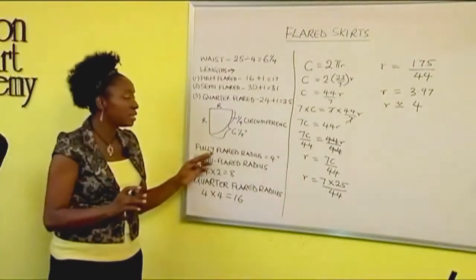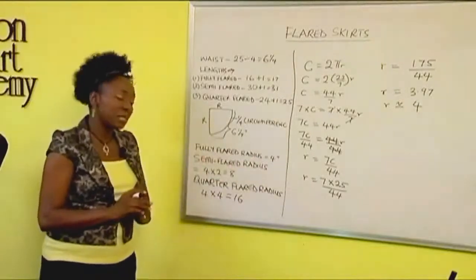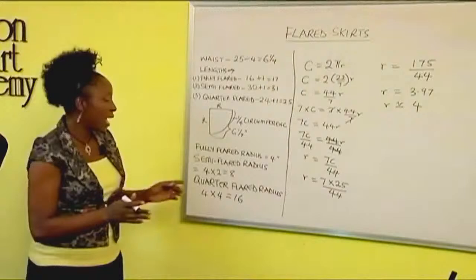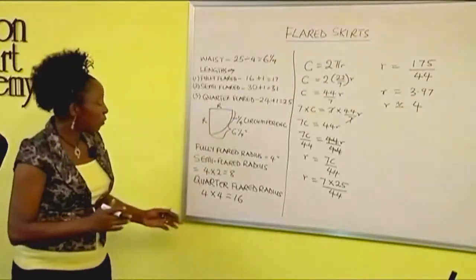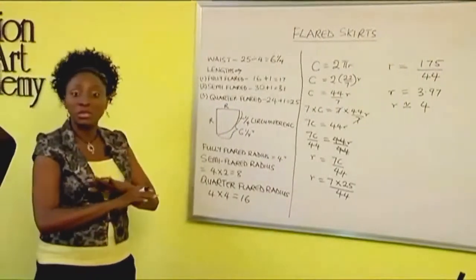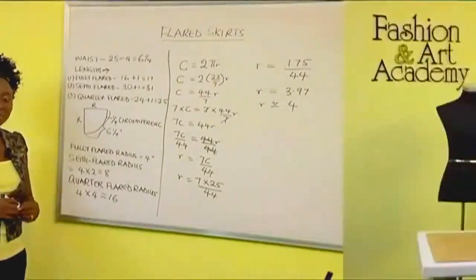We're making our fully flared skirt: we have to fold it into 4, and we'll use 4 inches. We're making a semi-flared skirt: we'll fold it into 2 only, and we'll use 8 inches. And of course, for our quarter flared skirt, we would not fold it at all. We'll just use it single ply. So let's go to the table and see how this works out.